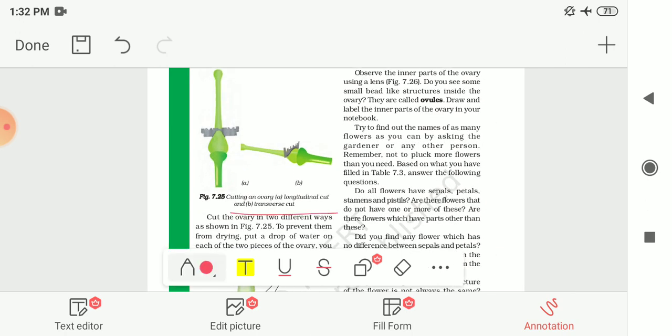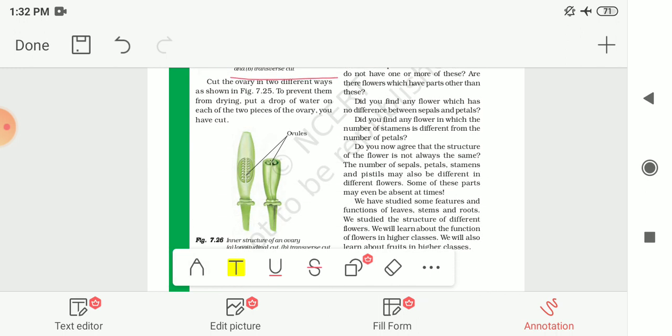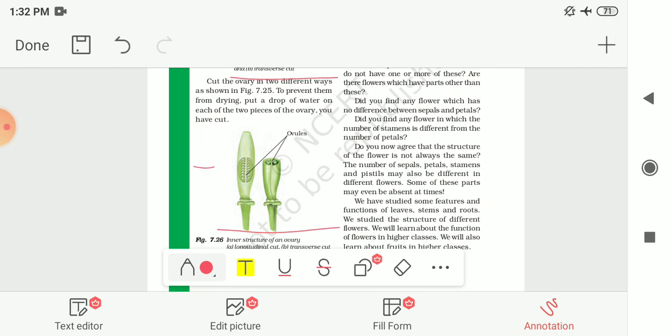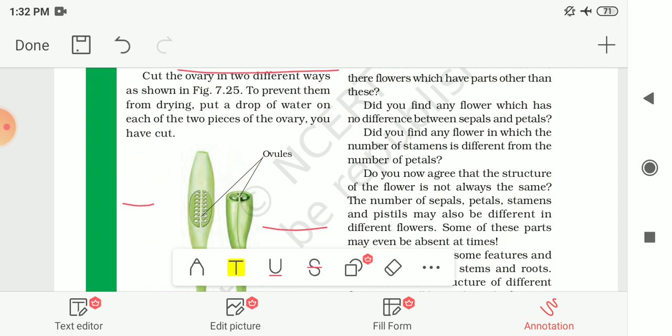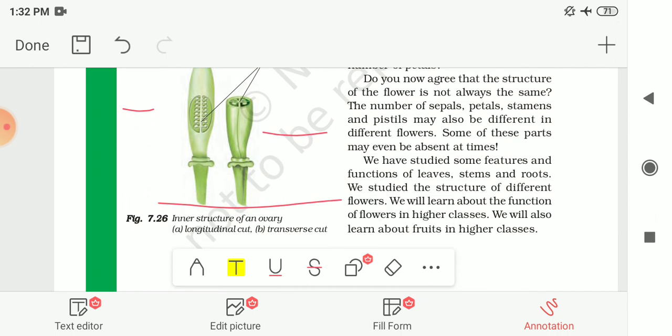Here it is shown to you. In the first you have to make a longitudinal cut, and in the second you have to make a transverse cut. After cutting, you will find these two types. The first one is the longitudinal cut, and this one is the transverse cut. You have to cut the ovary like this. So cut the ovary in two different ways as shown in this figure, and to prevent them from drying, put a drop of water on each of these two pieces of the ovary that you have cut. And then observe these parts of the ovary using a lens.